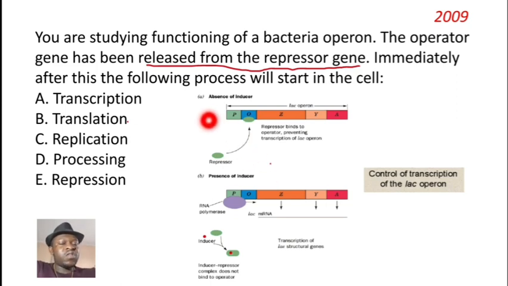So this one is the lac operon system, right? Here you have the repressor gene. If there is a repressor, then there is no transcription. But if you release the repressor, if you remove the brakes, then the transcription will follow, like here. If you remove the repressor, then the RNA polymerase will come and bind, and then it will continue the process of transcription, right? So it's easy, right?